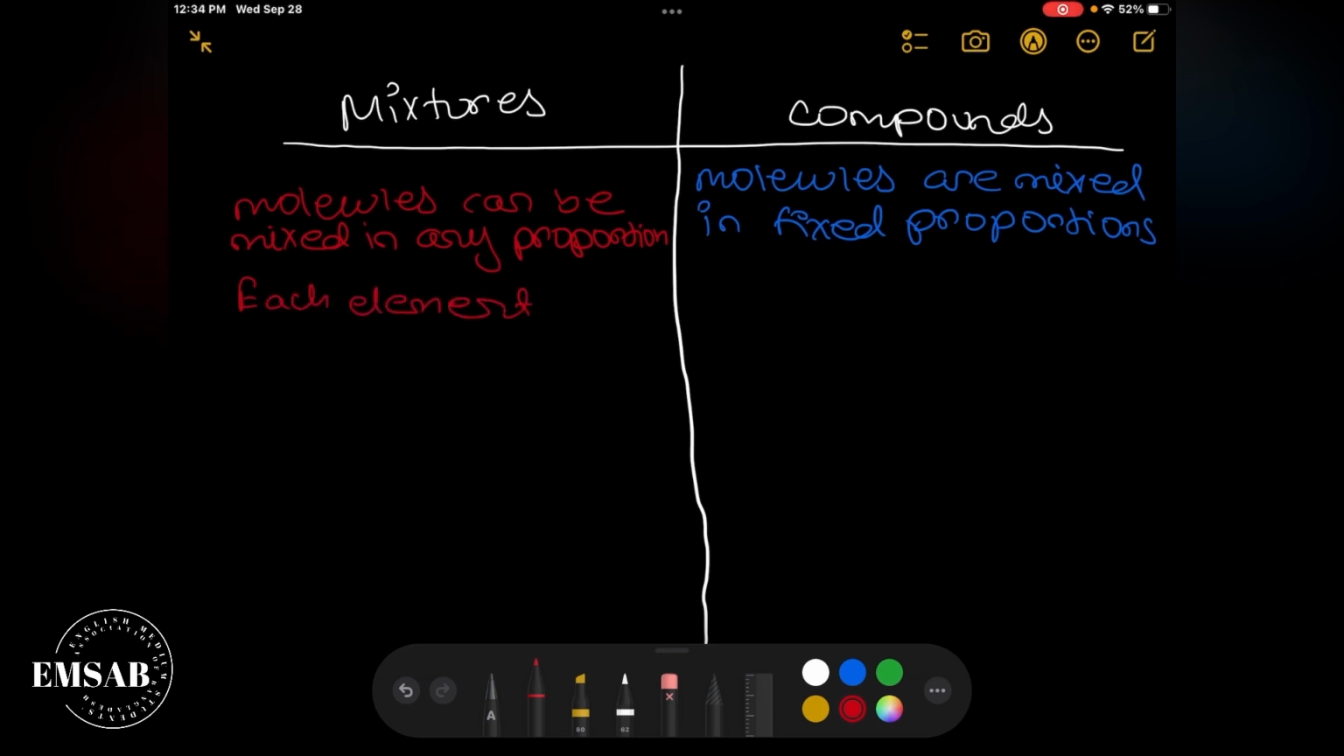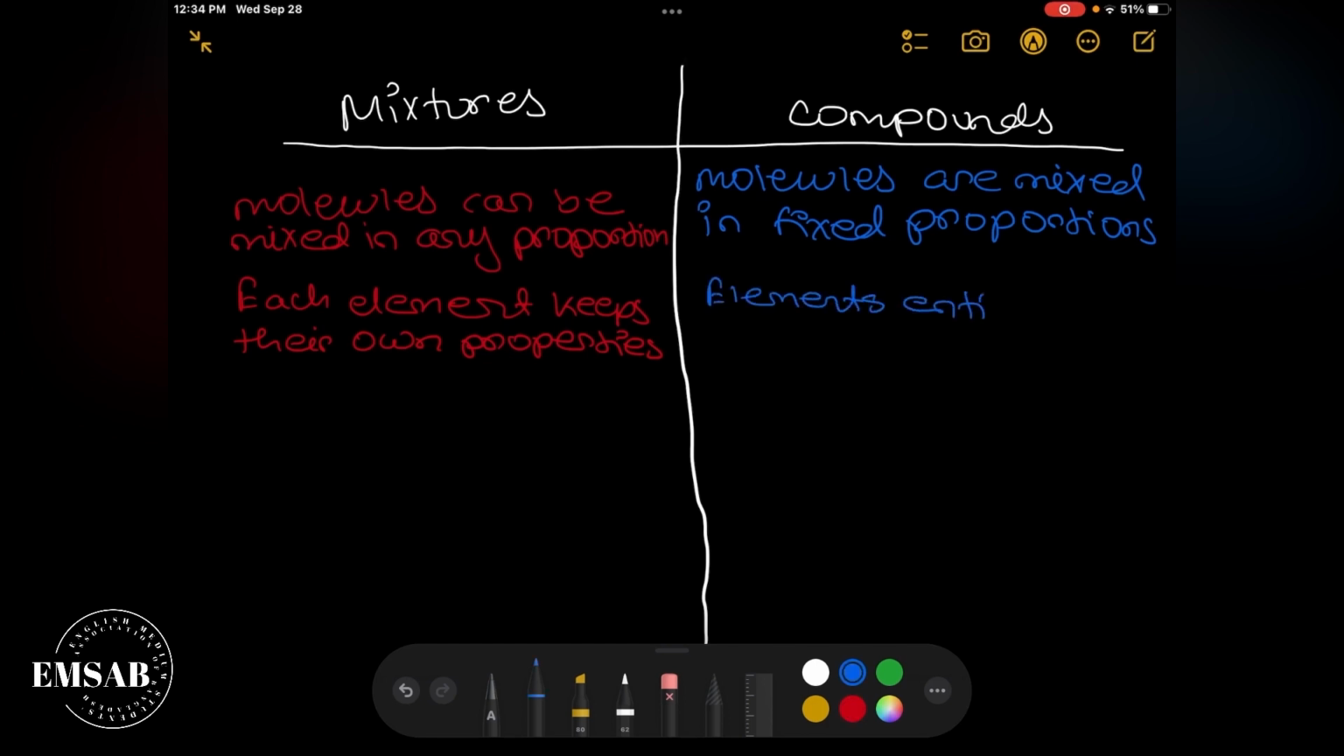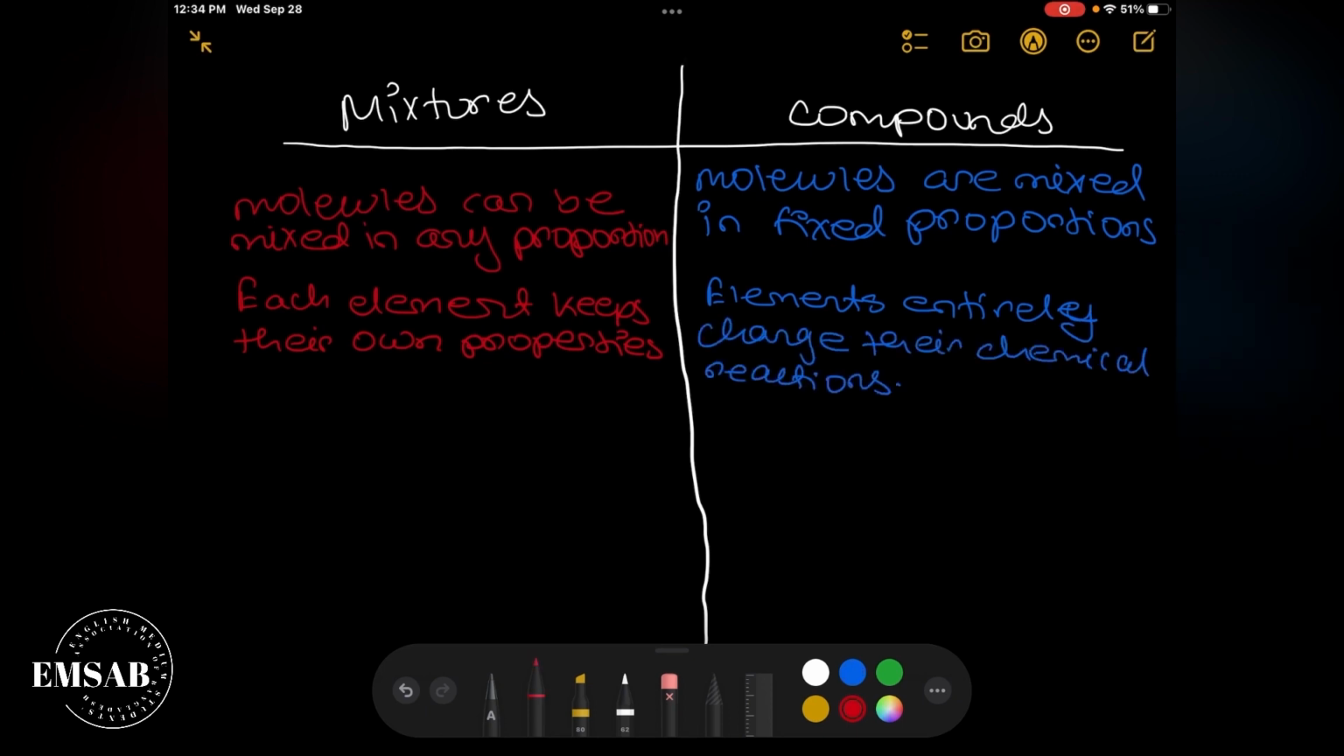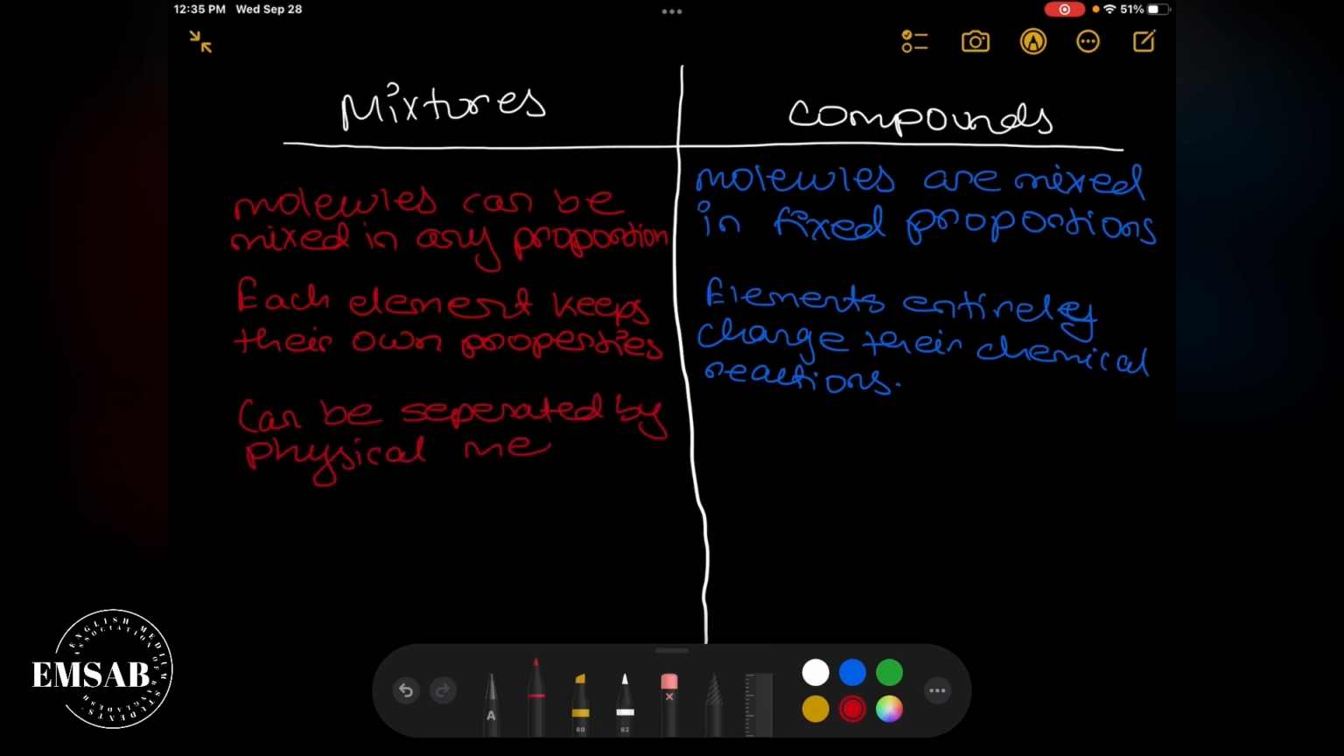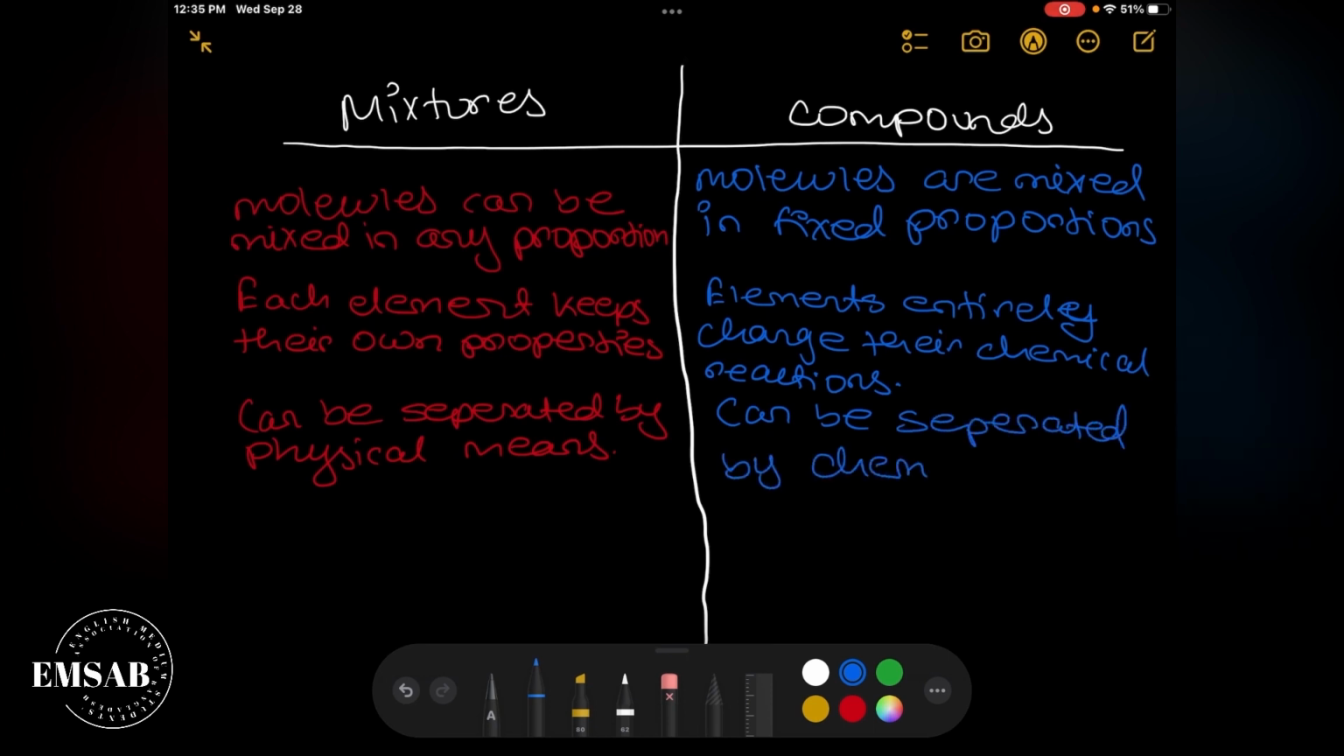Number 2, in mixtures, each element keeps its own properties. However, in compounds, elements entirely change their chemical properties. Number 3, mixtures can be separated by physical means, and compounds can only be separated by chemical means.